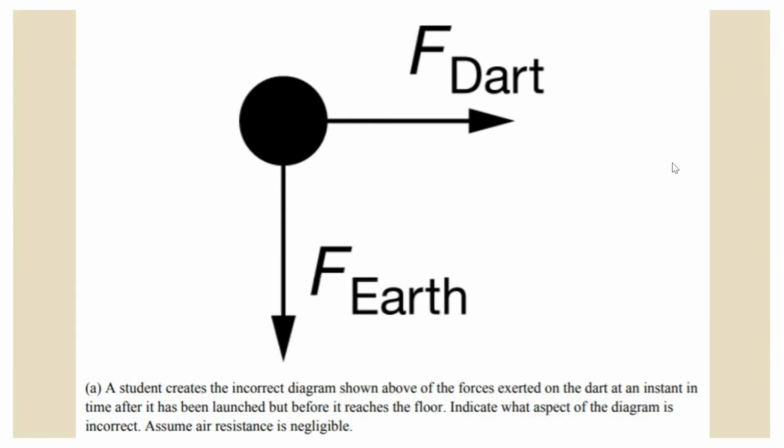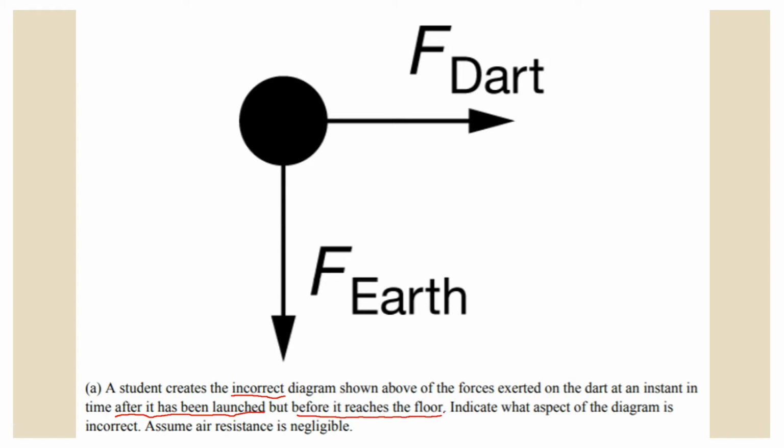Part A of this question said a student creates the incorrect diagram shown above of the forces exerted on the dart at an instant in time after it has been launched, but before it reaches the floor. Indicate what aspect of the diagram is incorrect. Assume air resistance is negligible. Now, I think there are a few parts of this question that are critical to recognize in order to answer it. The first is that it clearly tells you here the diagram is incorrect, so you know you're looking for something wrong. I think the other important thing to realize here is it says it's showing you a diagram of the forces at an instant in time after it's been launched, but before it reaches the floor.